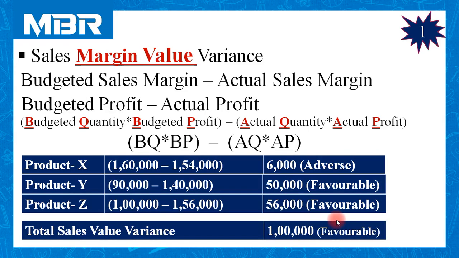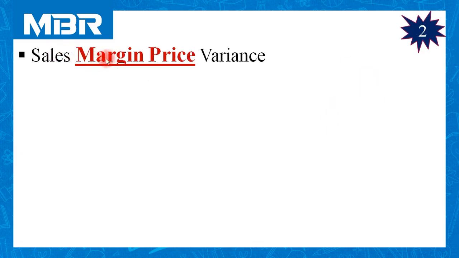Total sales margin value variance is rupees 1 lakh favorable. Let us move to second variance, sales margin price variance.